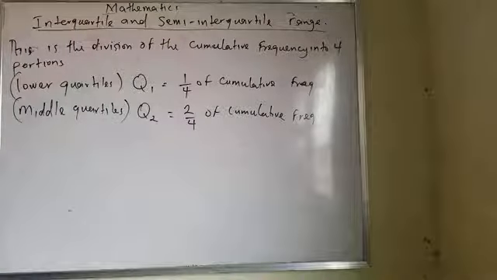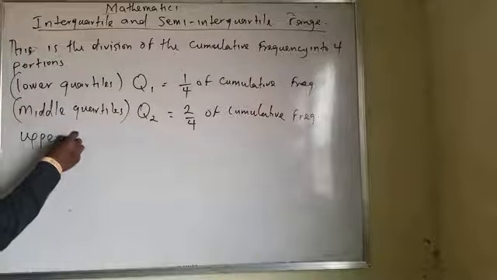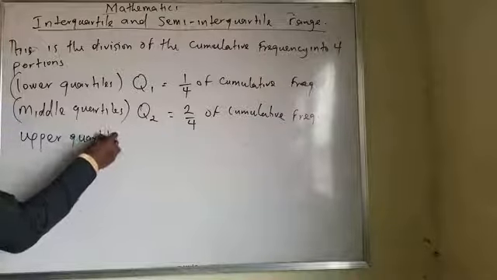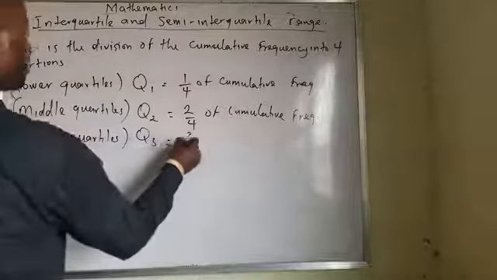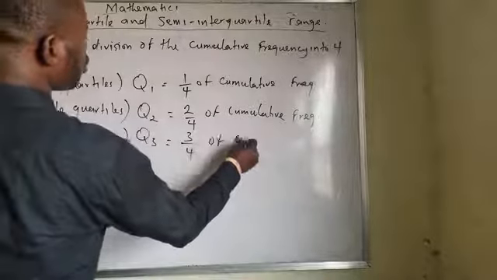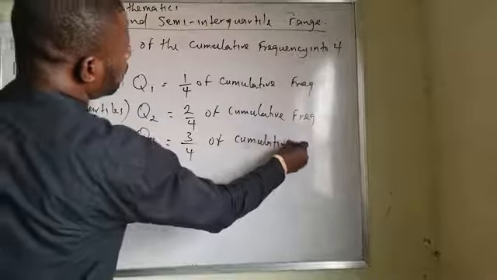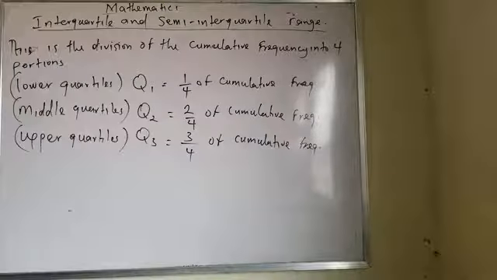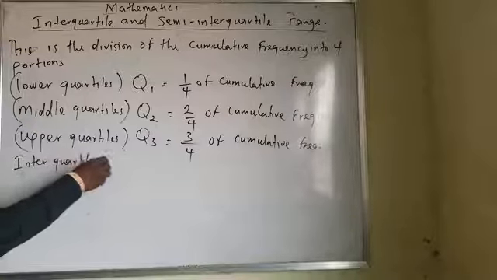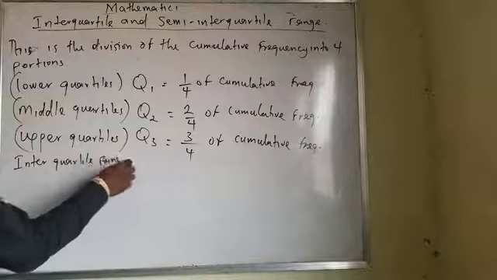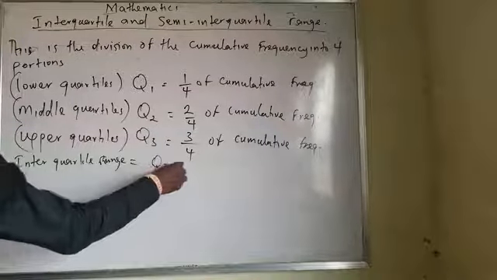And the third one, we have what is called the upper quarter, which is going to be Q3, equal to 3/4 of cumulative frequency. And the last part, we have what is called the interquartile range, which will be equal to Q3 minus Q1.